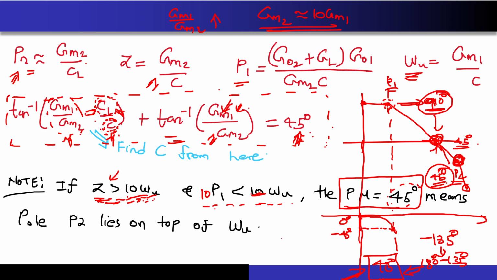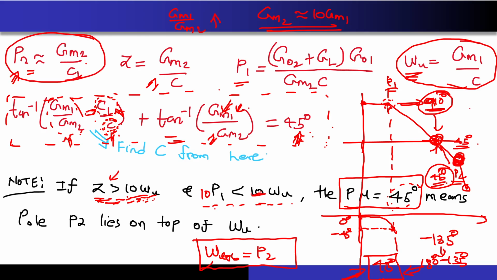So the entire point of doing this analysis was to tell you that in this particular case, this omega UGB will be exactly equal to P2, because if you move the pole away from the omega UGB, your phase margin will be greater than 45 degree. And the question has asked you to design exactly for 45 degree phase margin. So if you equate these two, this is a shortcut method that you can use to find out the value of C from here. Correct? But remember, that can only happen when the zero does not contribute anything over here.